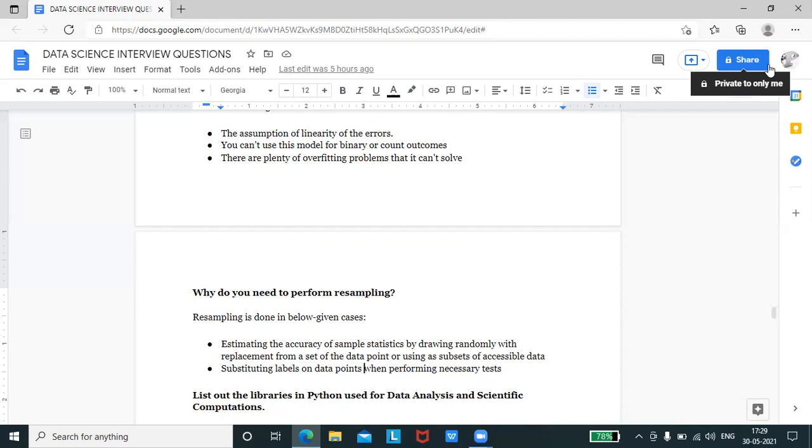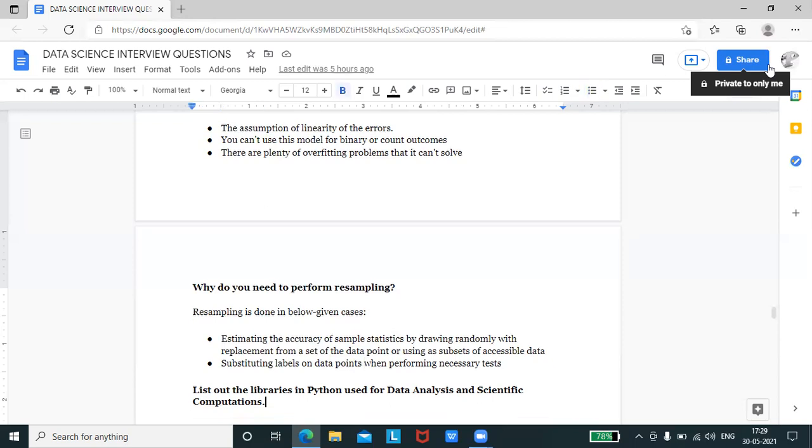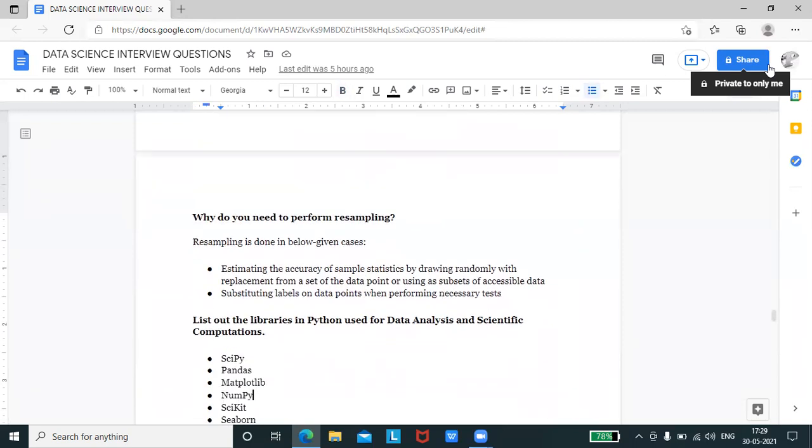So the common methods for resampling can be cross-validation or bootstrapping. Cross-validation is used to estimate the test error associated with a model to evaluate its performance. So this is about resampling.